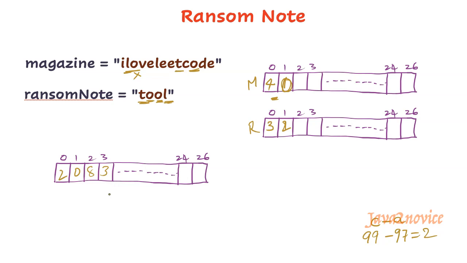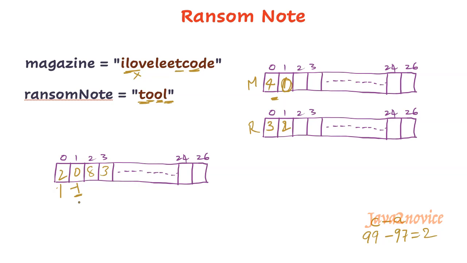For example, while iterating over ransomNote, we faced character A. So we will decrement by 1, and the value became 1. And the next character is B. So we have to decrement here, and the value became -1. So we can notice that the value is less than 0. That means the character B does not exist in the magazine. So we can simply return false in this case. This is another approach. Hope you understood.